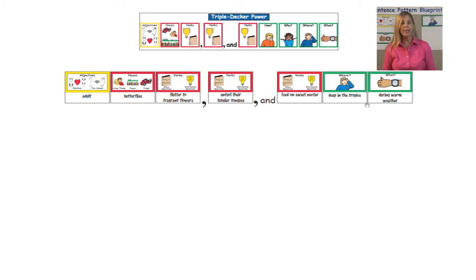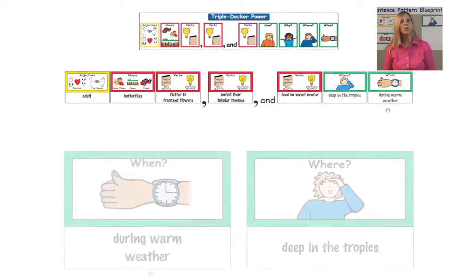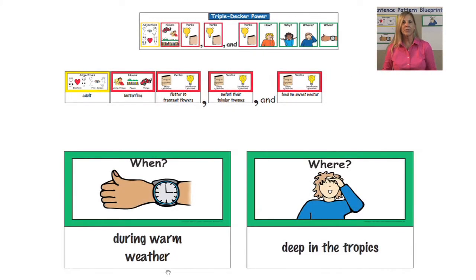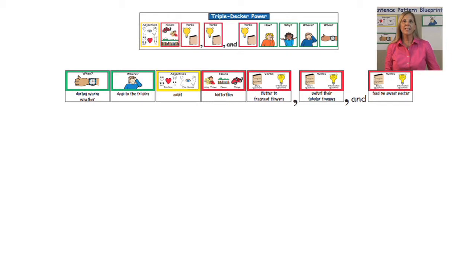Let's read what our sentence sounds like. Adult butterflies flutter to fragrant flowers, unfurl their tubular tongues, and feed on sweet nectar deep in the tropics during warm weather. The final step for our green cards is to have the when and where travel in our sentence. We're moving them to the front of the sentence. We always start with our when, then our where. So we have, during warm weather, deep in the tropics, adult butterflies flutter to fragrant flowers, unfurl their tubular tongues, and feed on sweet nectar.